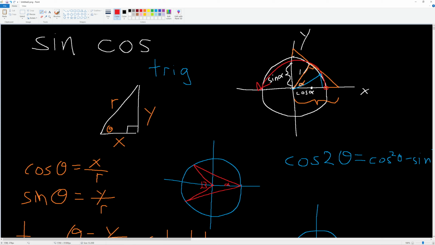the shadow started at 1, right? When the angle is 0, this length is 1. And then when it was up here, the shadow became 0 at this moment, at pi over 2, right? Then the cosine was 0.